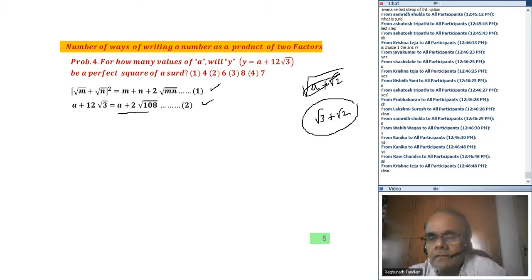12 root 5 can be written as 2 into 6 into root 5. What is 6? Root 36, into root 5. That is just 2 root 180. Are we clear? So I have to split this into two numbers whose sum is 29. It is nothing but (root 20 plus root 9) whole square. The square root of this is root 20 plus root 9. Are we clear?